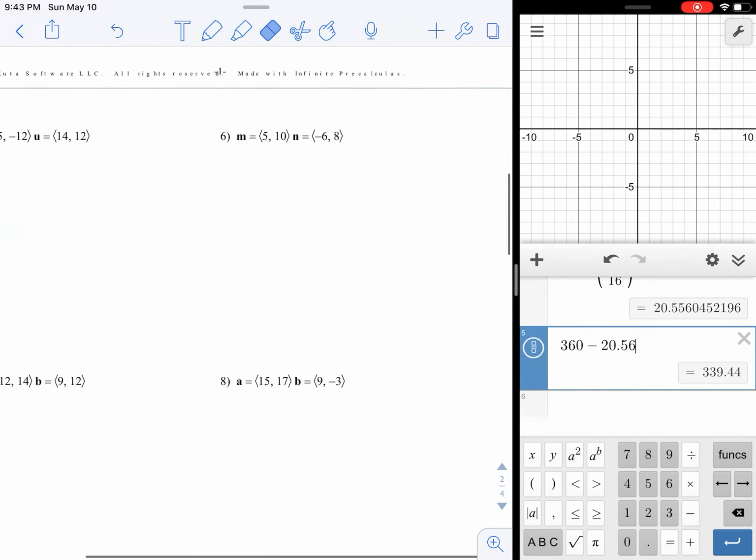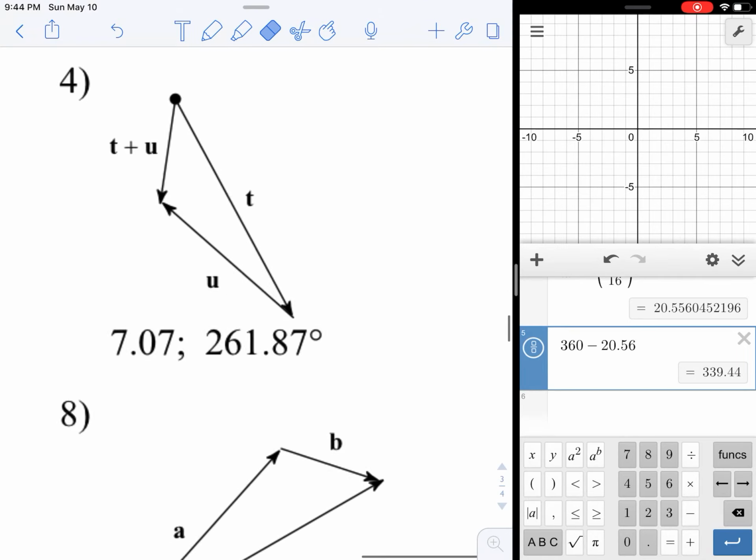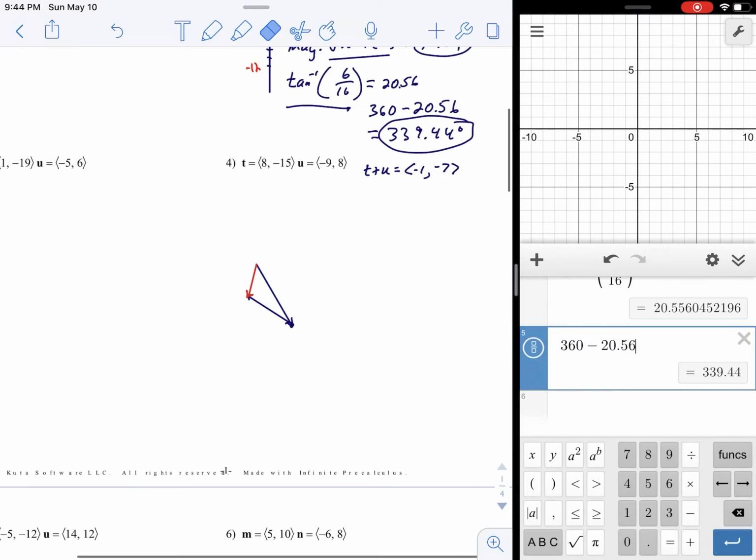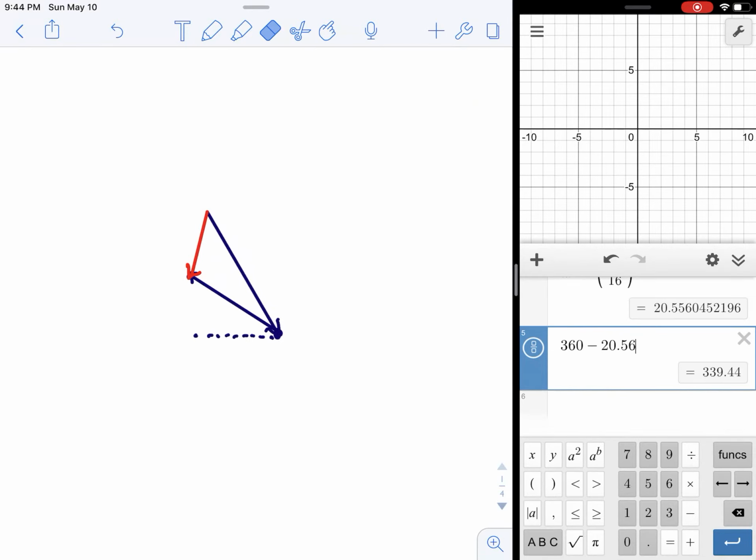Number 4, let me check. And there it is. Really close, really similar. I'm not drawing to scale. I'm not using actual graph paper. Now let me hit the undo button and put this back in.